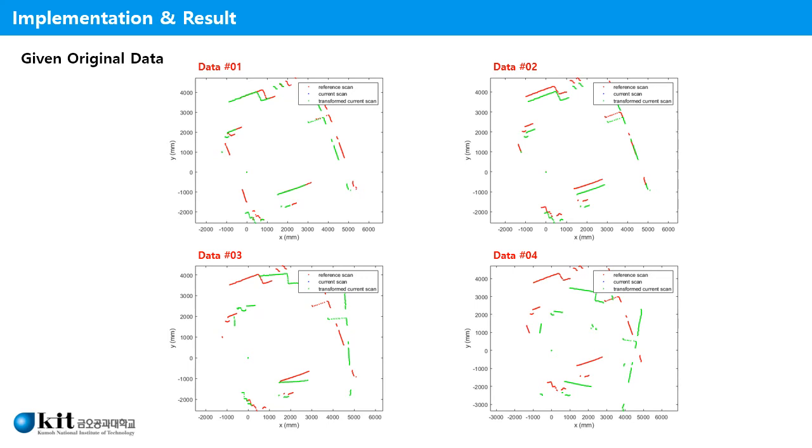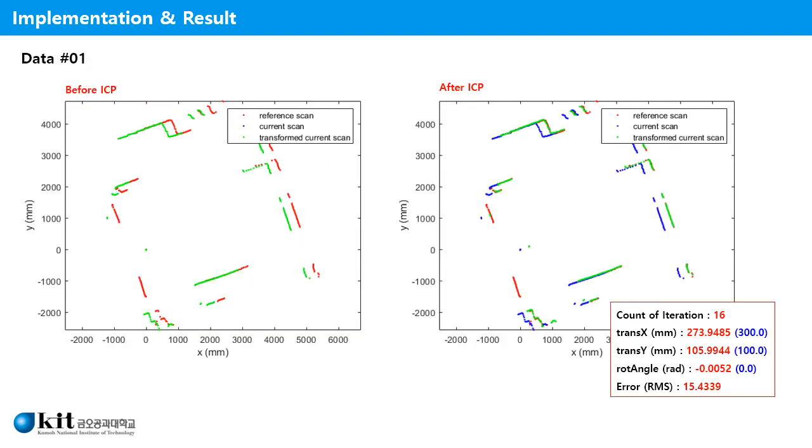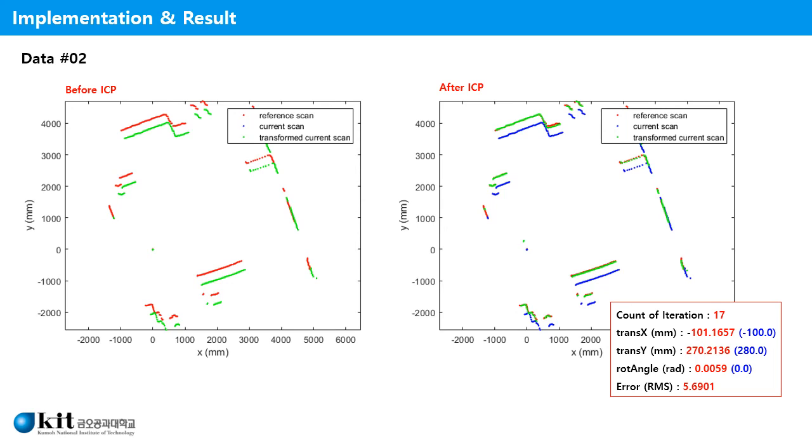Finally, I implemented the ICP algorithm on the 4 datasets the professor gave us. The first result, after 16 iterations, the RMS error becomes about 15.4. It is less than 50. 50 is the given threshold value. The second result, after 17 iterations, the RMS error becomes about 5.7. It is also less than the given threshold value of 50.